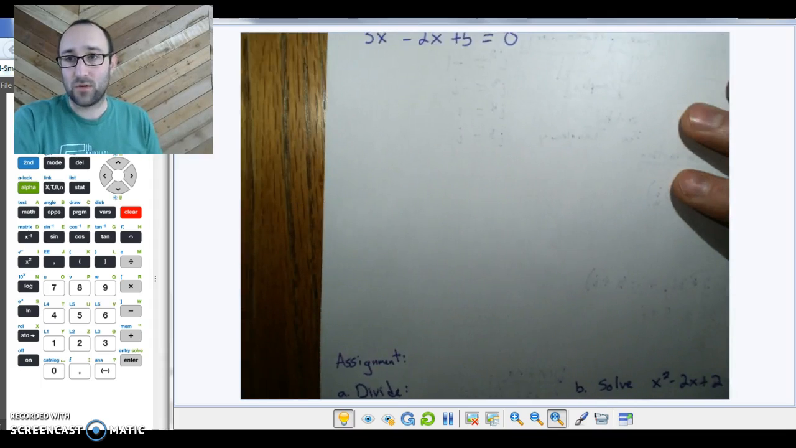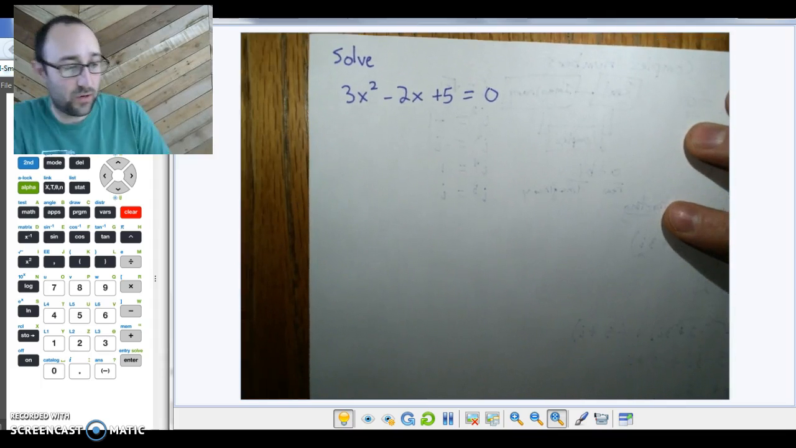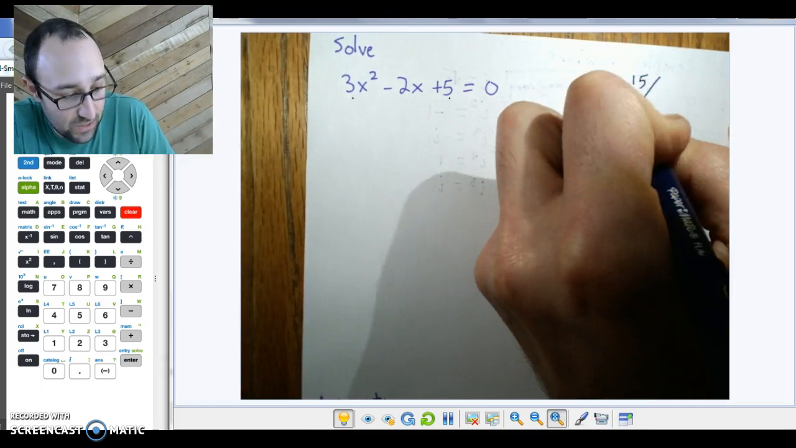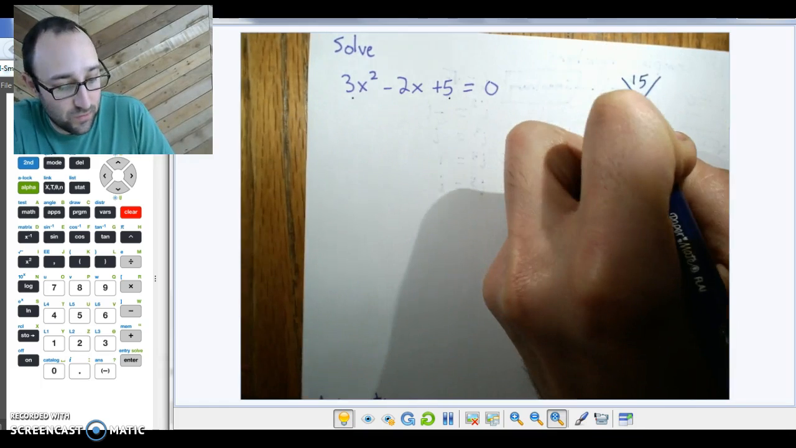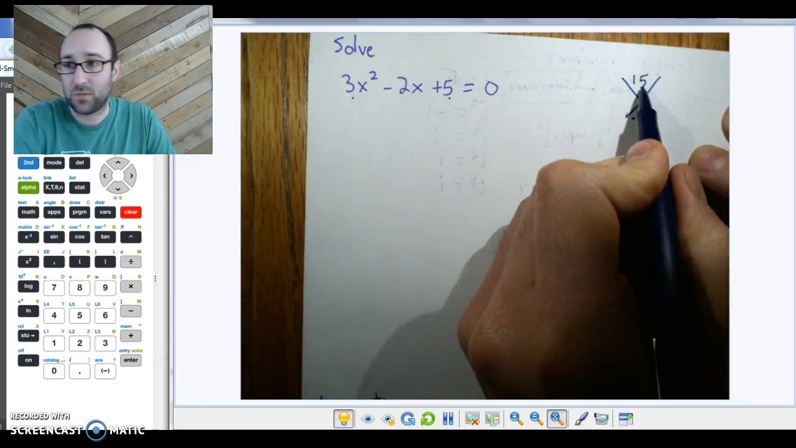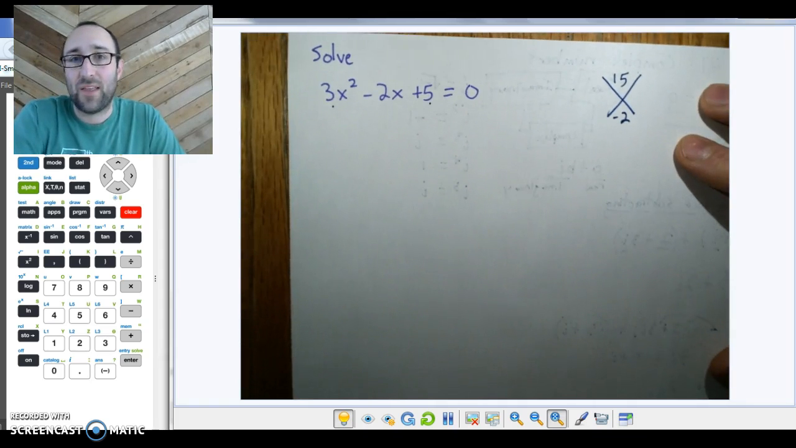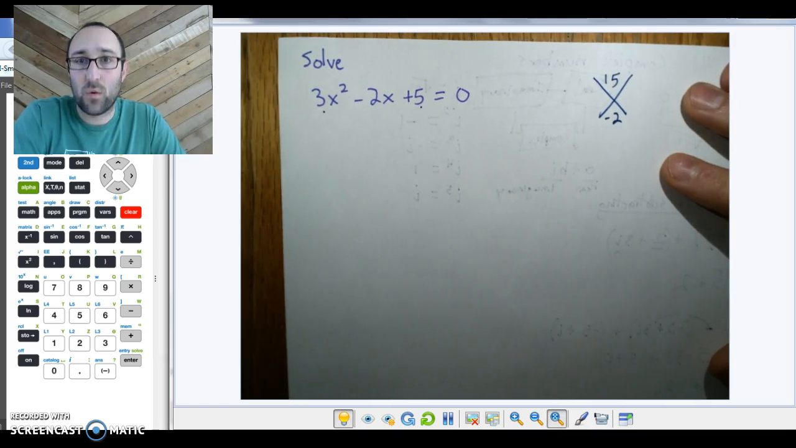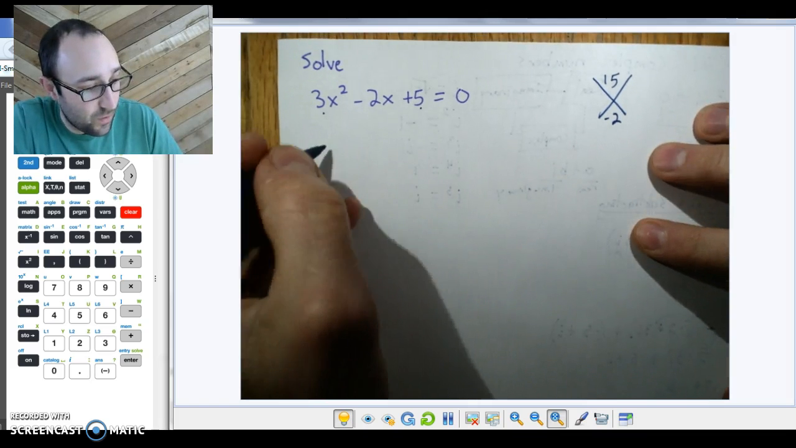Now here's the last thing we're going to do. Let's say you have an equation and you want to solve it. Okay, let's use the magic X. 3 times 5 is 15, and the middle number is going to be negative 2. So what numbers multiply to 15 but add to negative 2? There aren't any. So we have to use a different thing. Let's use the quadratic formula.